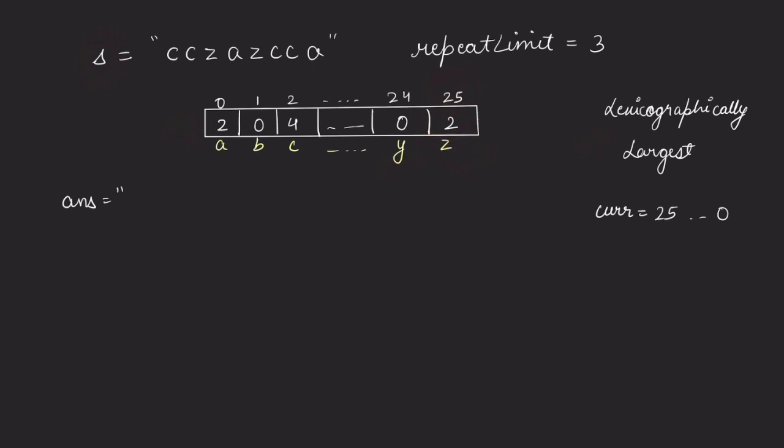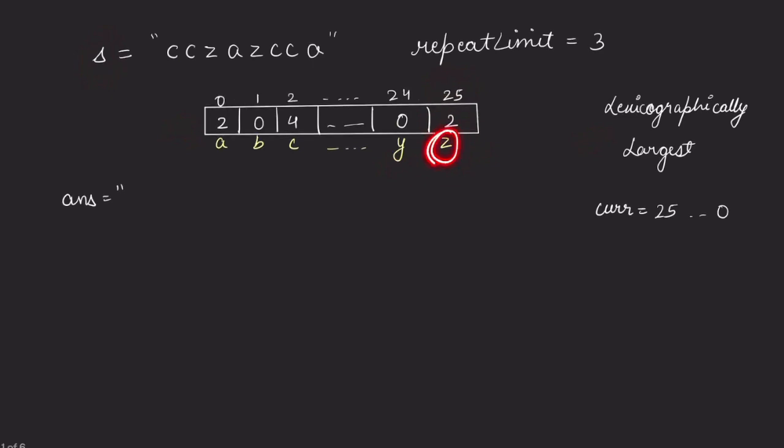So that means we need to append Z 2 times inside answer. But before appending this, we also need to check whether it is within the limit or not. So what we will do is take the minimum of repeat limit and the frequency. In this particular case, 2 is the minimum. So we will append Z 2 times in our answer. Now that we have done it, the frequency becomes 0.